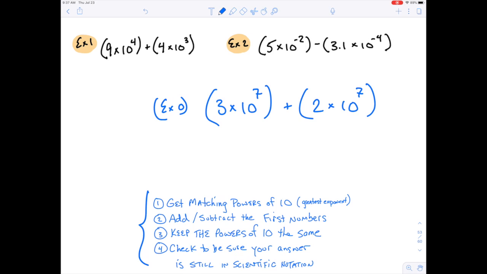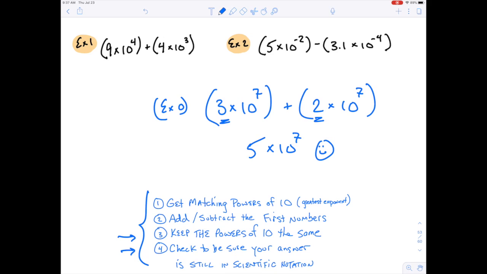So step number 2, add or subtract the first numbers. 3 plus 2. That's easy. Step number 3, keep the powers of 10 the same. Times 10 to the 7th. Step number 4, check to be sure your answer is still in scientific notation. This is between 1 and 10, so it's still in scientific notation.